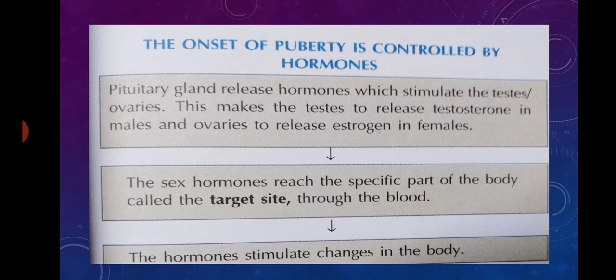Pituitary gland is the master gland, and it stimulates the testes and ovaries to release the sex hormones. The testes in males secrete testosterone, and ovaries release estrogen in females. The sex hormones reach the specific part of the body called the target site through the blood, and hormones stimulate changes in the body.